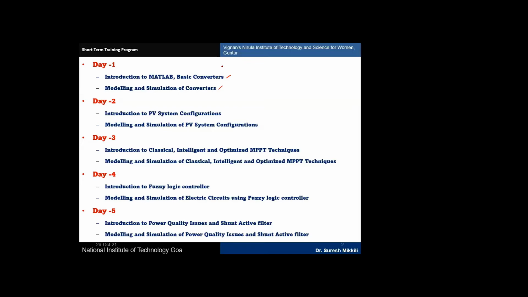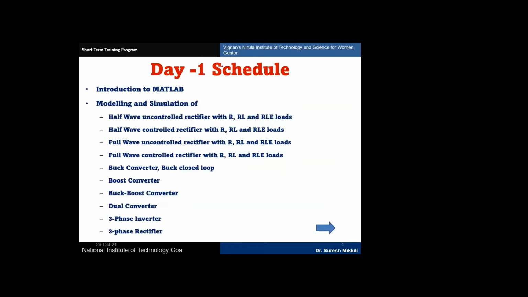Which includes half-wave uncontrolled rectifier with R load, RL load, RLE load, and half-wave controlled rectifiers, full-wave uncontrolled, full-wave controlled rectifiers with R, RL, RLE loads. Then we will see the buck converter, and then buck converter closed loop, then boost converter, buck boost, dual converter, three-phase inverters, or three-phase rectifiers. If time permits, okay. If time won't permit, maybe next day it will carry forward.